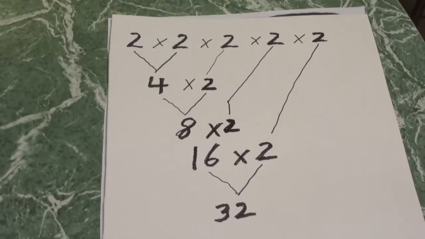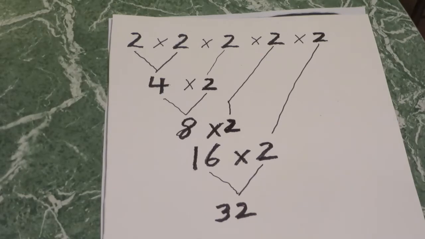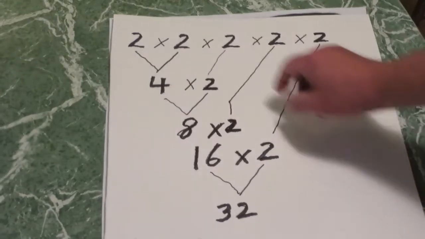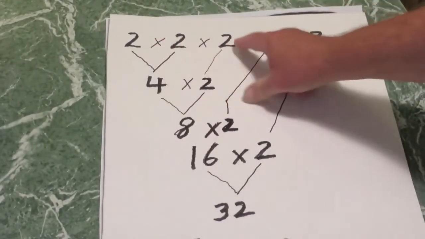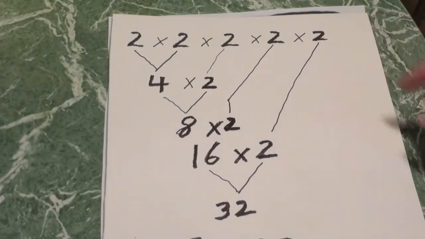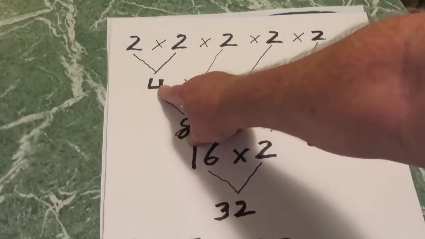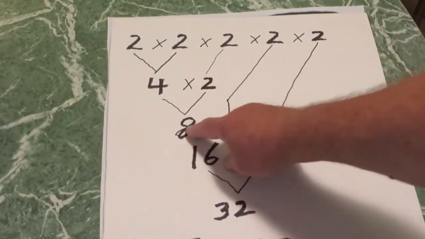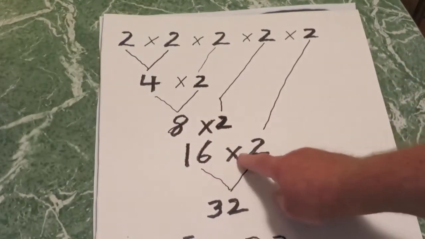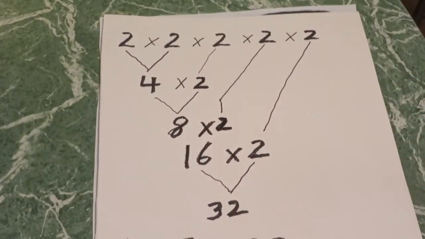Okay, let's consider multiplying. When we multiply 2 times itself 5 times, we could do it like this: 2 times 2 times 2 times 2 times 2. And we could go through all the steps of multiplying 2 times 2, which is 4, times 2, which is 8, times 2, which is 16, times 2, which is 32. And that's one way to do it.